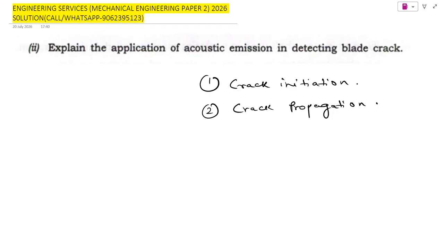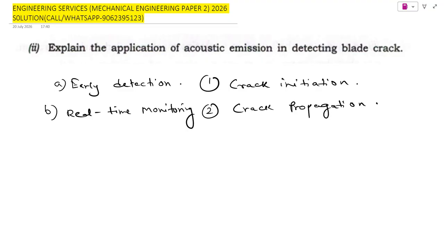What are the advantages? Advantages are like early detection. Very small cracks can be detected before the failure occurs. Second is real-time monitoring. Inspection can be carried out while the machine is operating. No need to dismantle the turbine. Third is high sensitivity. Even microscopic crack growth produces detectable signals.